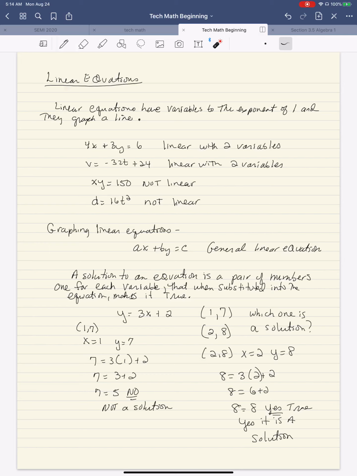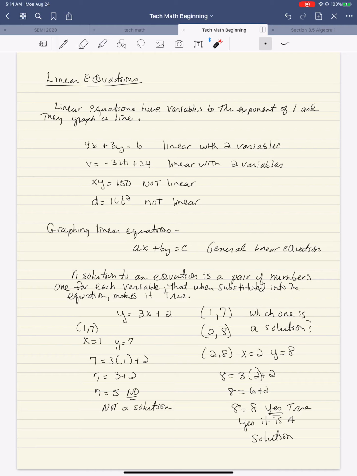Linear equations. Linear equations have variables to the exponent of 1, and they graph a line. So 4x plus 3y equals 6. This is a linear equation with two variables. Each one is to the first power. V equals minus 32t plus 24. This is also a linear equation with two variables. Each one is to the first power.